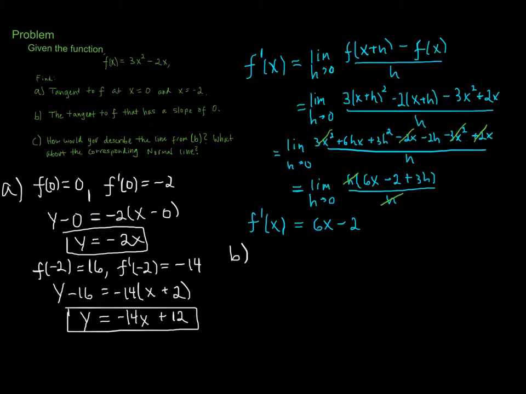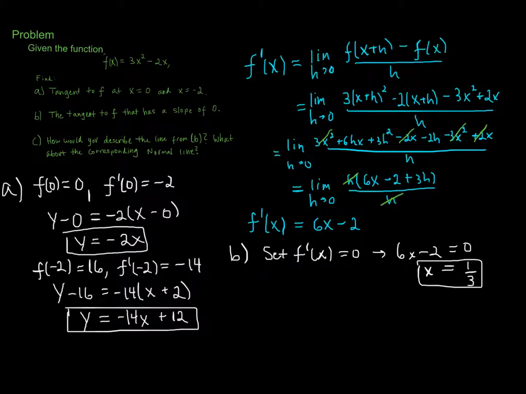And so what we want to do is set f prime of x equal to 0. And what that looks like is 6x minus 2 equals 0. The point then is when x is equal to, and you can do this in your head, right? Add 2 to both sides, divide by 6, you're going to get positive 1/3. And so now you know that you're looking for the tangent line when x is equal to a third.